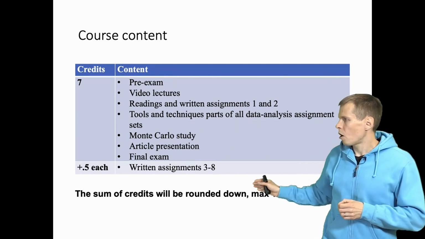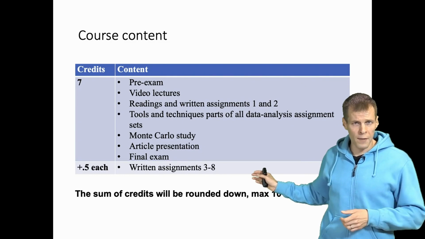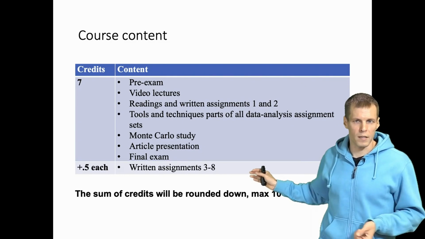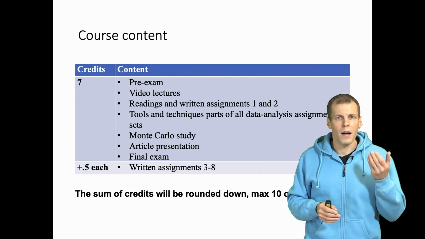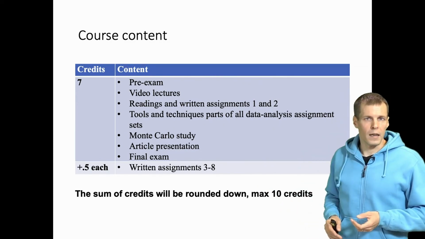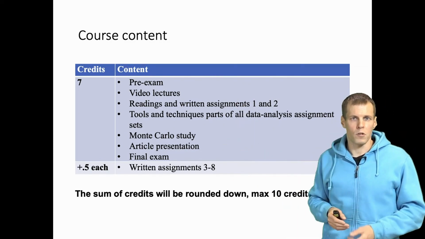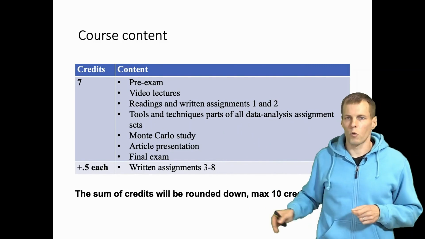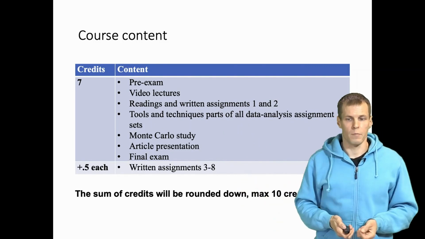Optional credits: you'll get half a credit point for each optional written assignment. The maximum number of credits is 10 points, and I'll take a sum and I'll round it down. So to get 1 additional credit, you always need to complete 2 more written assignments.